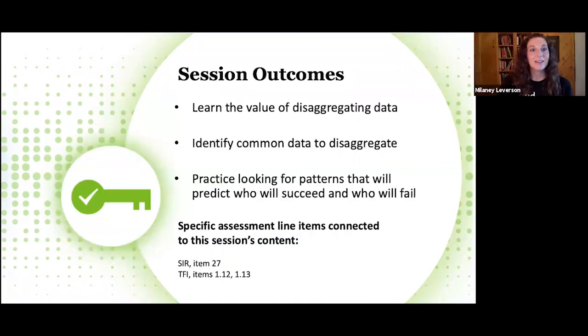Next comes our learning the value of disaggregating data, identifying common data that you might disaggregate, and we want you to get some practice looking for patterns that will show you who is going to succeed and who is going to fail in a given setting.